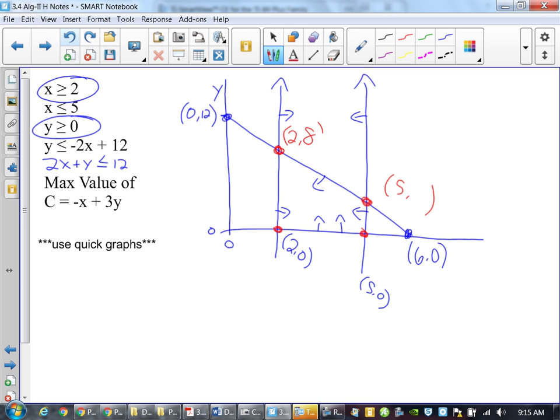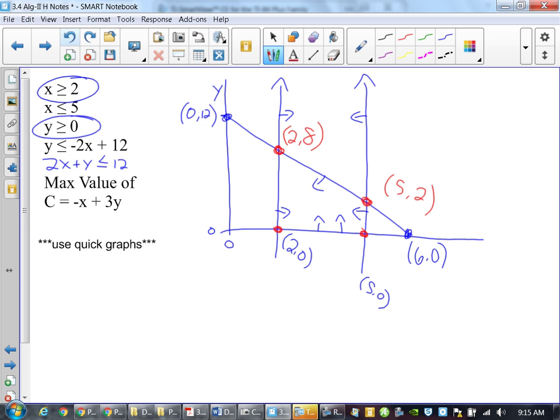That ordered pair is at 2 and 8. What's 5 times negative 2? Negative 10. What's negative 10 plus 12? 2. Bless you. So now you have 4 ordered pairs that you've created from your constraints. That's the boundary of your feasible region.